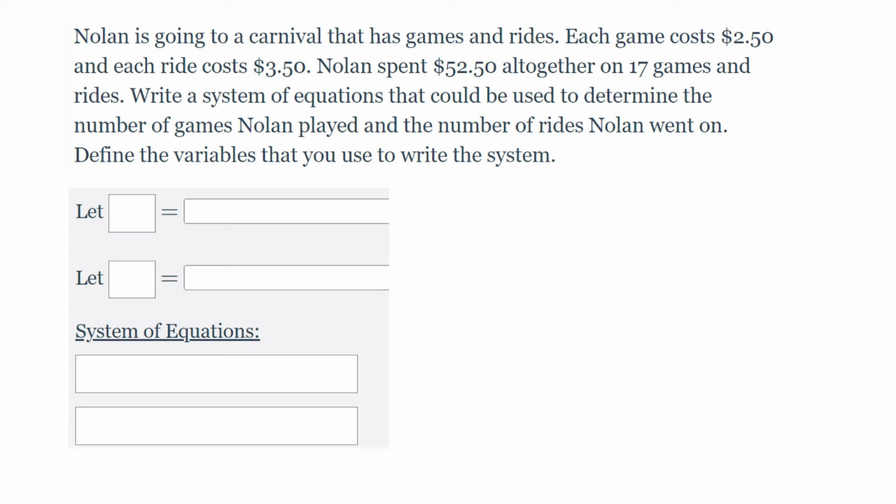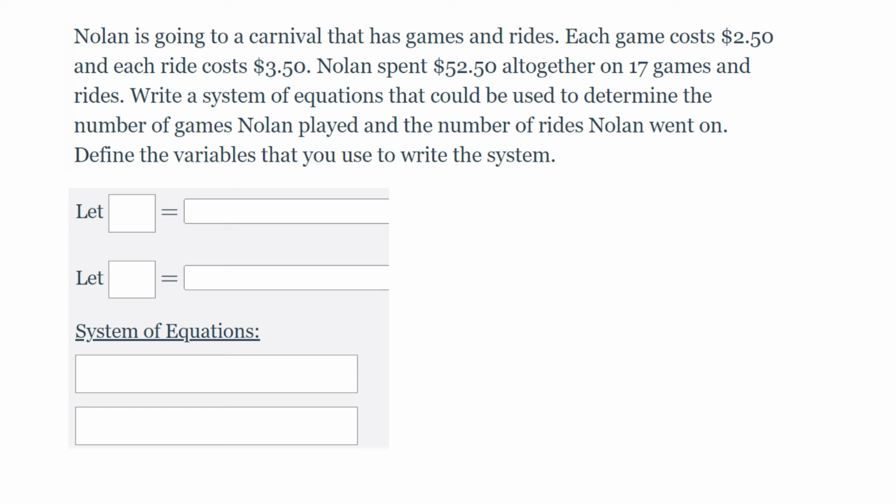It says Nolan is going to the carnival that has games and rides. Each game is $2.50. Each ride is $3.50. Nolan spends $52.50 altogether on 17 games and rides. Write a system of equations that can be used to determine the number of games Nolan played and the number of rides Nolan went on. Define the variables and then write the system of equations.